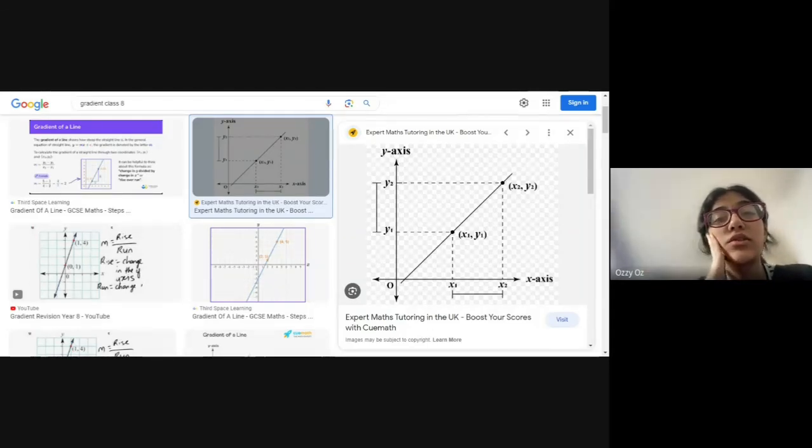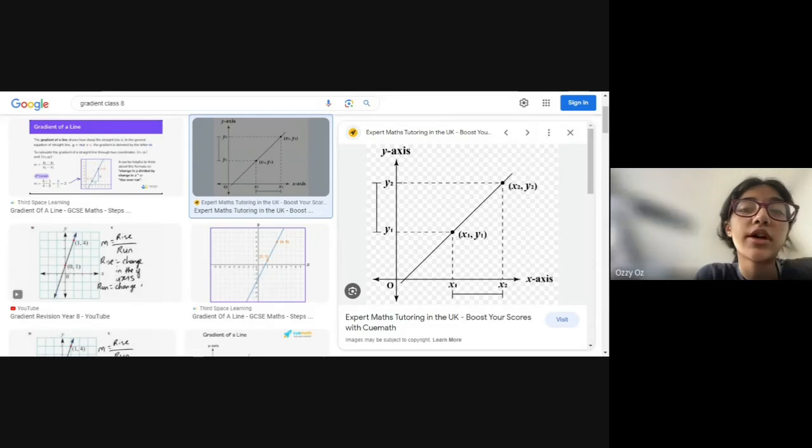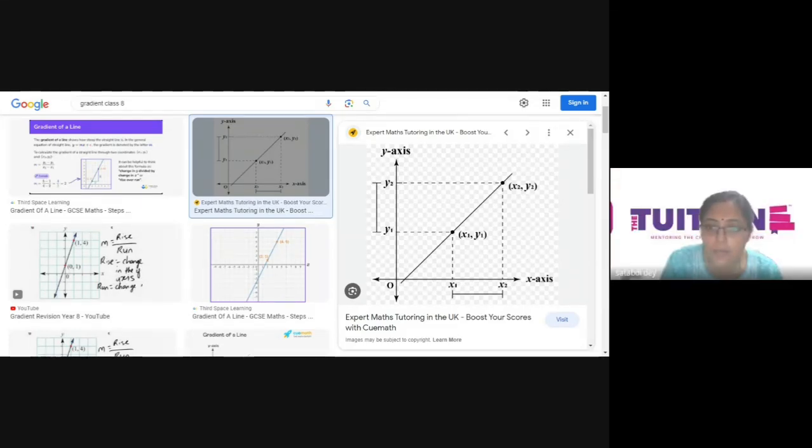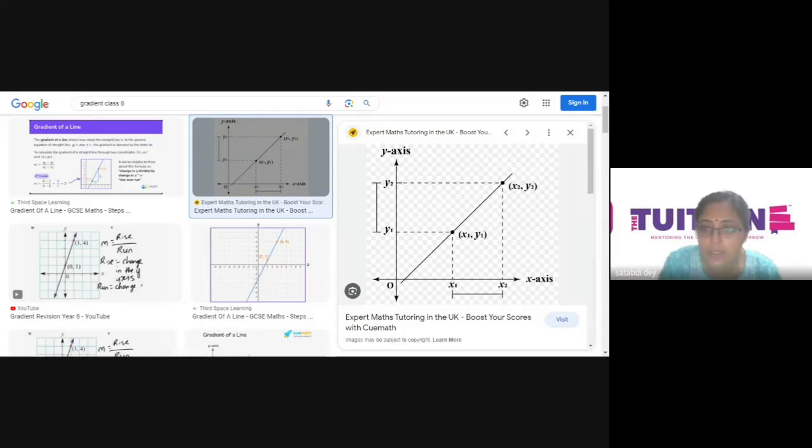Y2 is 7 and y1 is 4. So it's 7 minus 4, divided by 6 minus 3. Yes, 6 is x2 and 3 is x1. So we get it as 3 by 3. So the slope, or the gradient, will be 1. Understood?